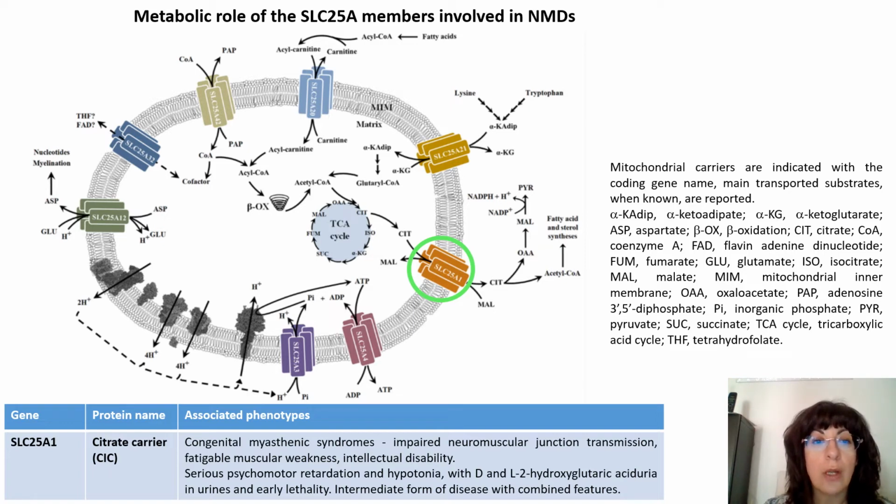When we have the total loss of its activity, we have a decreased flux of intermediates through the Krebs cycle with impaired energy production and increased oxidative stress.